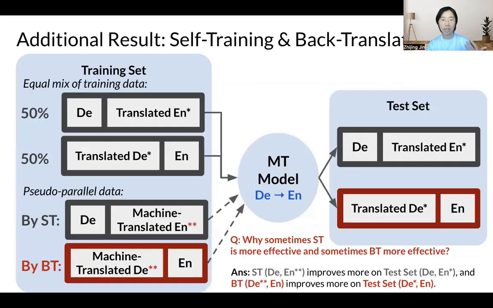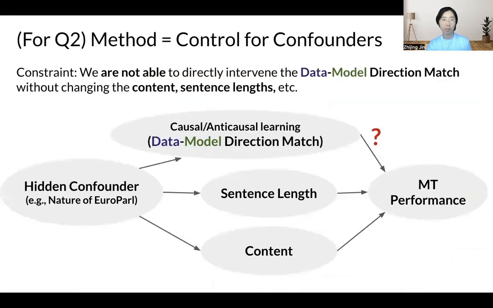We also provided a possible explanation of why self-training and back translation in previous papers have been reported to have different effects on different parts of the test set. So our hypothesis here is that ST and BT basically generate pseudo-parallel data. And when that machine translation data is aligned with a test set, that gives an additional performance boost. So for more details, you can check the paper.